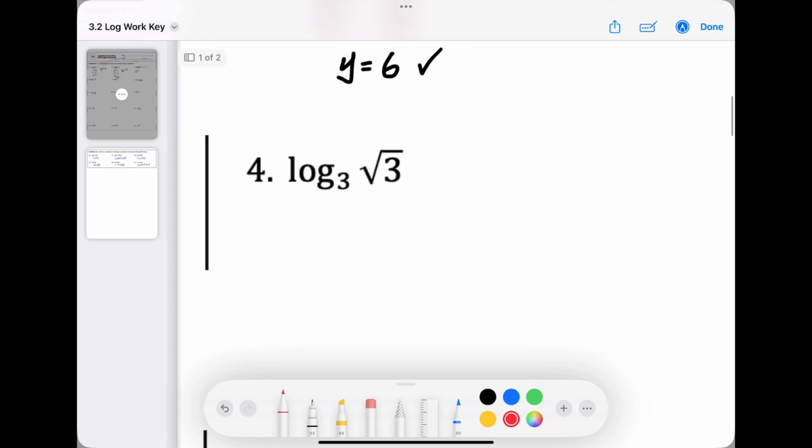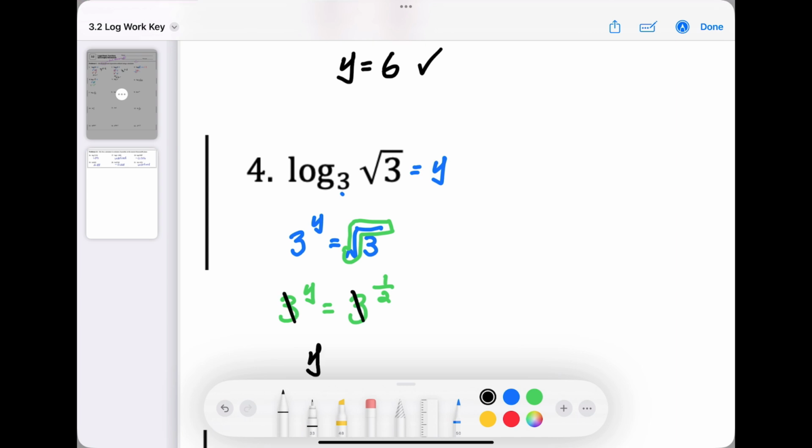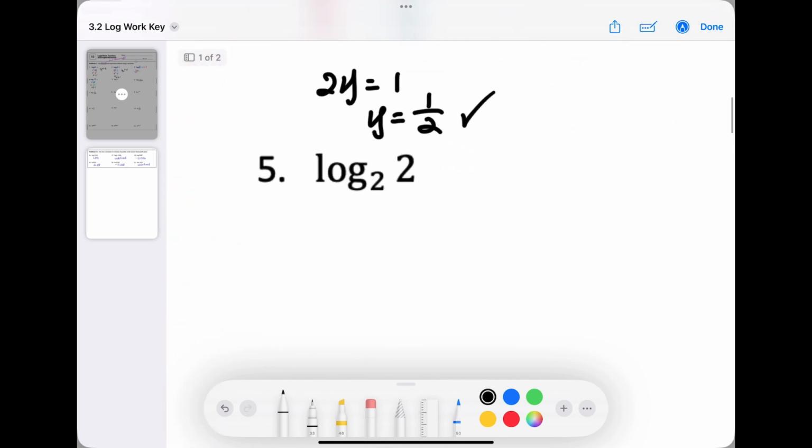Moving on, number 4, as you can see in classroom, we mentioned all about the base. So if I pretend I know the answer is y, the base 3 to the power y is equal to square root 3. Rewrite this one. I do not write the square root, so I can write this as 3 to the 1/2 power. So all about the base. Base, the same, cancel out. So that tells me my ugly log just equals 1/2, and that's it.